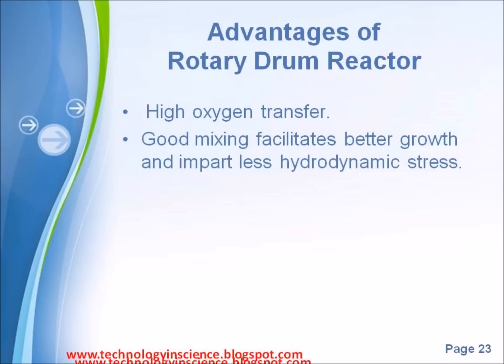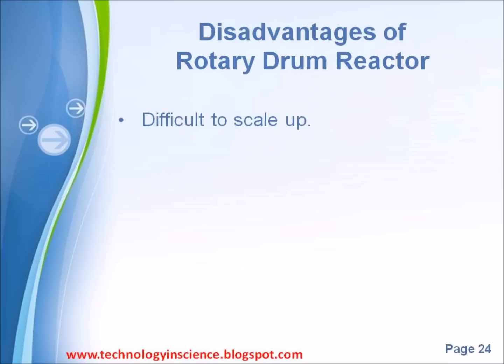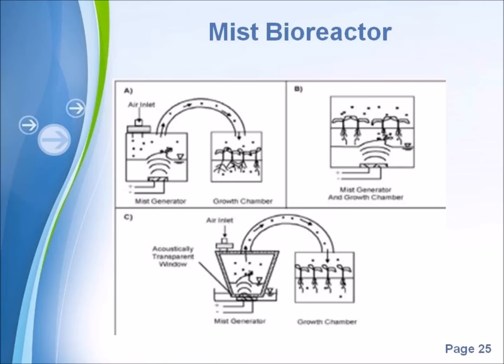Advantages of rotary drum bioreactor. High oxygen transfer. Good mixing facilitated by better growth and imparts less hydrodynamic stress. Disadvantages of rotary drum bioreactor. Difficult to scale up. Mist bioreactor. This is suitable for hairy root cultivation of plant cells. Static root mass is contained in a chamber that is mostly empty. Nutrients are supplied as a mist of fine droplets suspended in circulating air currents that penetrate the spaces between the roots.